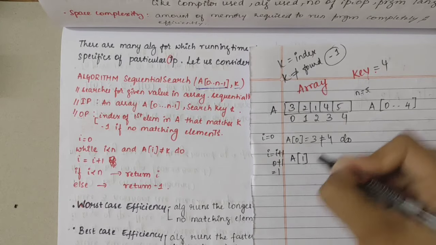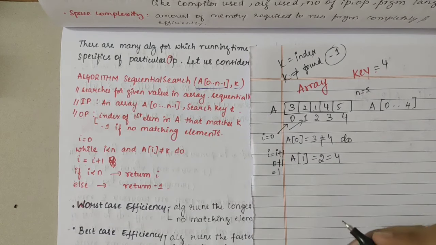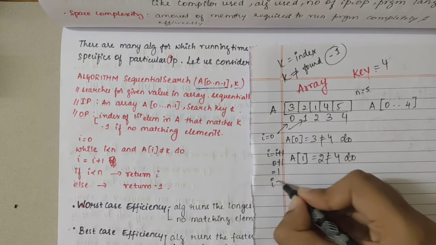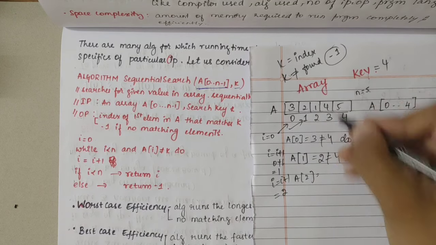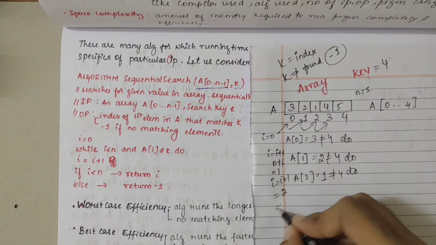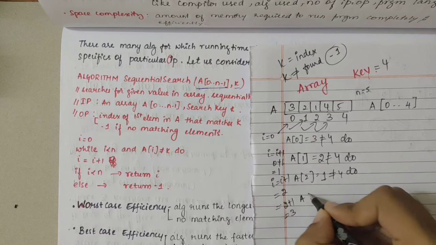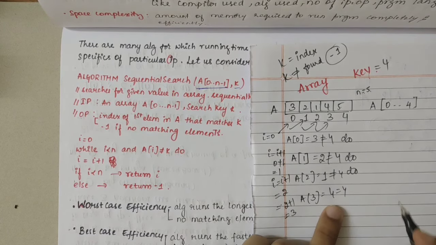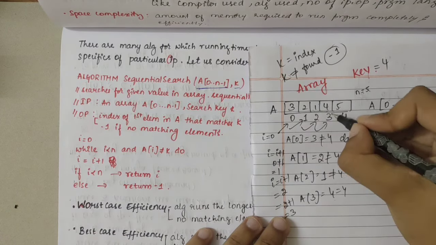So I'll move on to a of 1 now. A of 1 I have as 2. Is 2 equal to 4? No. Again I'll increment the value of I: 1 plus 1 is 2. A of 2 is 1. 1 is not equal to 4. Again increment the value: 2 plus 1, I have 3. A of 3 is 4, which is equal to 4. Now that I have found the value here, and the I value is less than n, I can return the index value, that is 3.